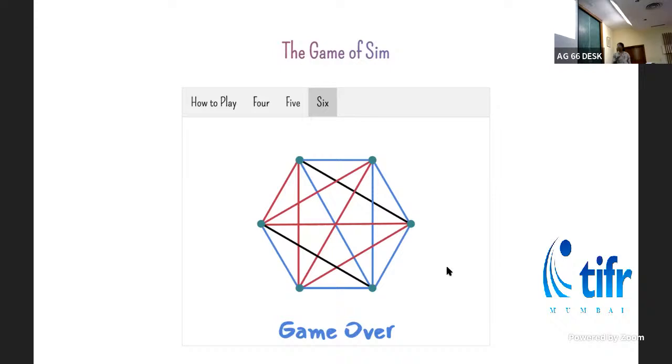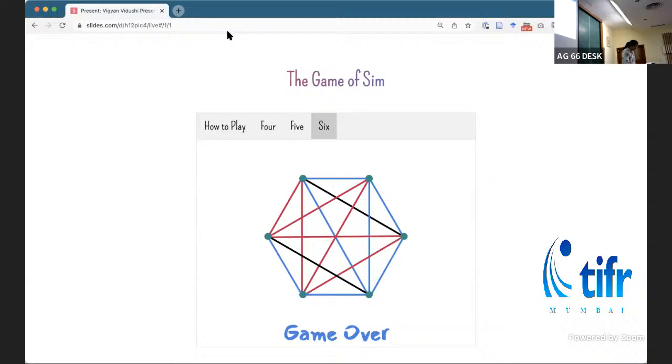Okay, all right. So for a complete graph on six vertices, can you think about if it's possible for the game to end in a tie. Okay, all right. I actually suggest we put this to the vote.